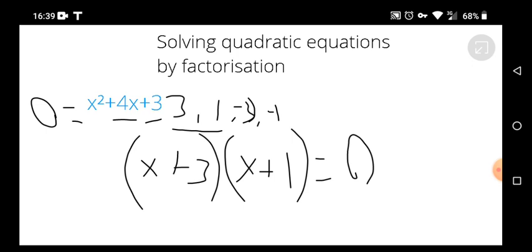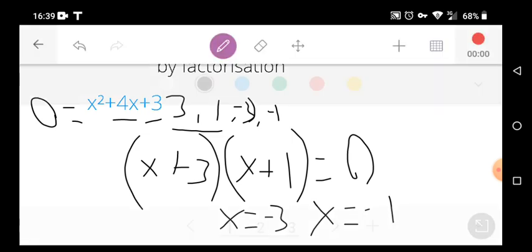So we're going to say x plus 3 is equal to 0, or x plus 1 is equal to 0. If x add 3 is 0, then x has to be minus 3. So I'm going to put that in. Or x is minus 1, because x plus 1 could be 0 as well. Alright, so the answers are minus 3 or minus 1. I'll move on to a different example.